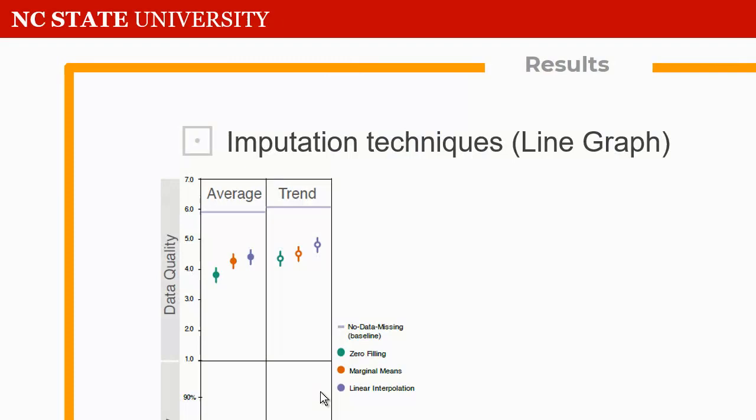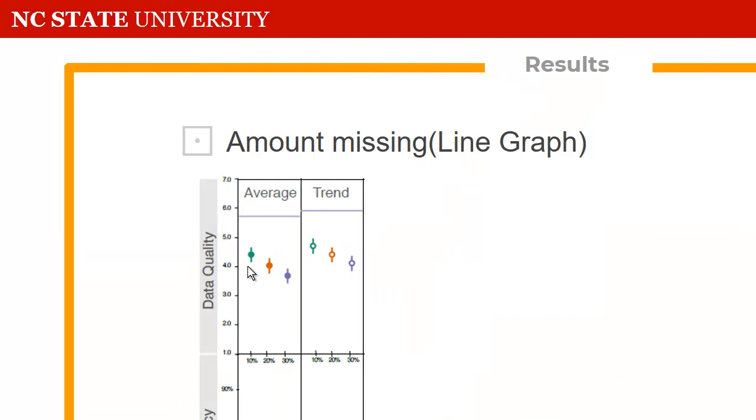So for imputation technique, we can see that for the line graph, the zero filling technique has lower data quality and accuracy, both for averaging and trending tasks. And the other 2 techniques have higher data quality. And for the differences in amount of missing data, we can see that by increasing the amount of missing data, the data quality decreases.